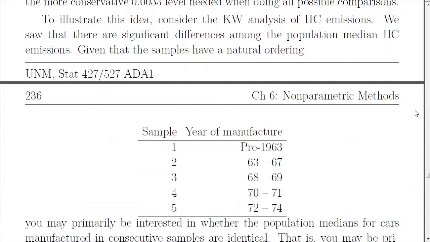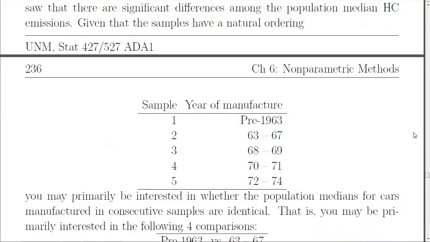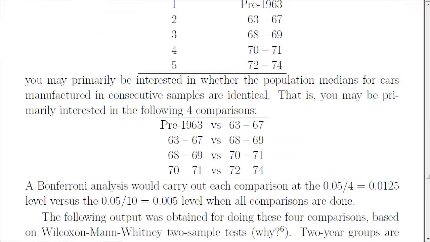All right, so let's go back to the admissions data that we saw at the beginning of this chapter. In this case, let's ask whether the medians for cars in consecutive samples are identical. That means we're only comparing the oldest to the next one, and so on, each of the consecutive pairs. So now we only have 4 comparisons rather than the 10 that we would have had. That means our alpha level, instead of being 0.005, is 0.0125.